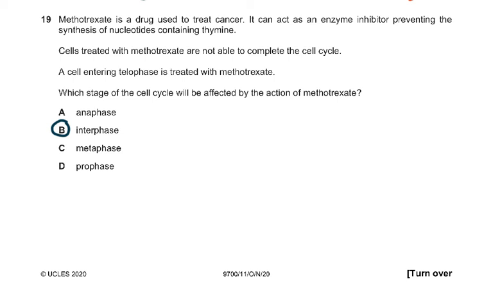Naturally, DNA replication only takes place in the S phase of interphase. There is no DNA replication in mitosis, in the prophase, metaphase, anaphase, and telophase stages. So interphase is the part where DNA replication happens. It says the drug ends up preventing the synthesis of nucleotides containing thymine, and thymine is only used in DNA replication. And that is the S phase of interphase.